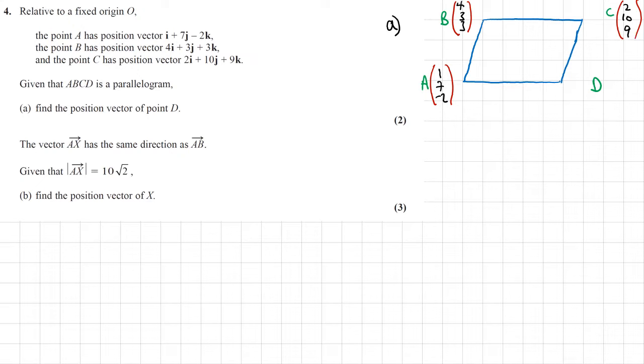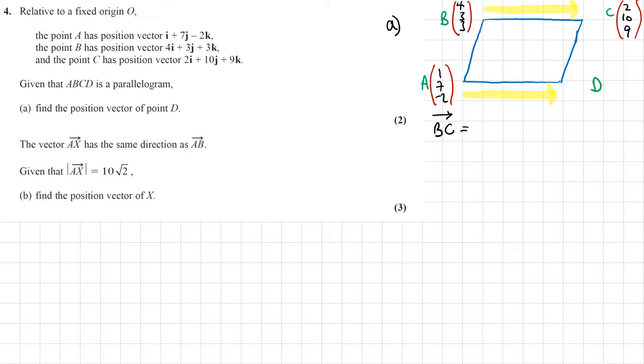Now, because this is a parallelogram, the opposite sides are parallel and they're the same length. So the displacement that takes me from B to C is the same displacement that takes me from A to D. So if I can work out the displacement from B to C, I can add that displacement to vertex A to find vertex D.